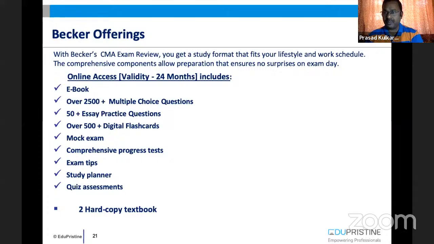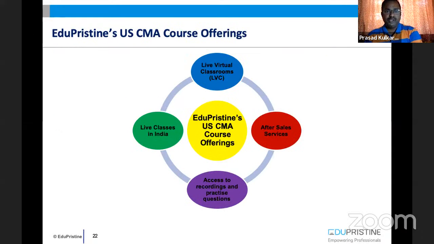And there are 2 hard copy textbooks. So you will receive physical textbooks as well, which are part 1 and part 2. EduPristine has partnered with Becker. They are the official partners of Becker, and they have been providing Becker courses through their centers across India. One of the best institutions to provide CPA and CMA courses. They have live virtual classrooms, LVCs, and fantastic infrastructure. Live classes are conducted in India.